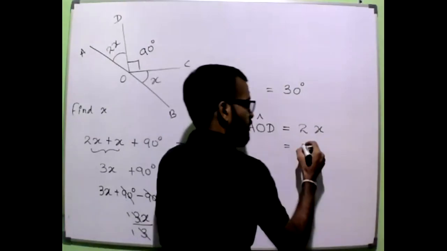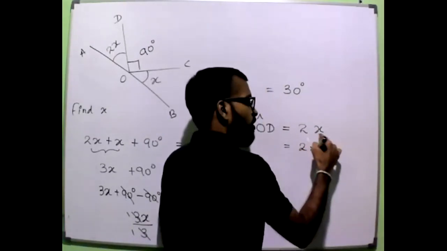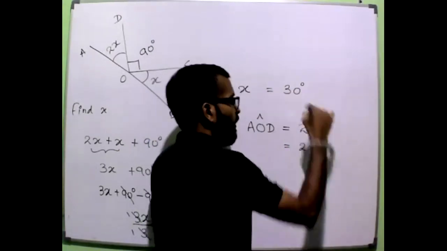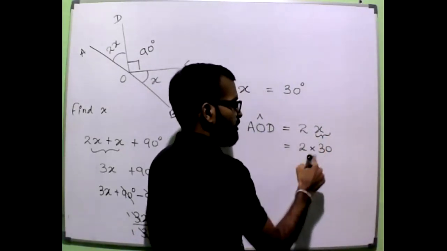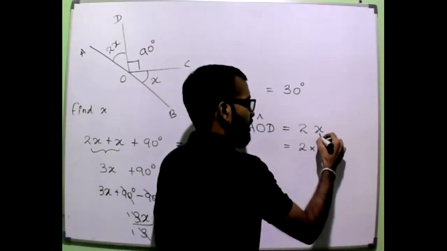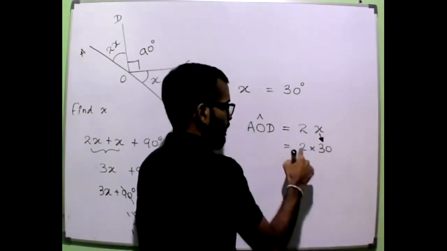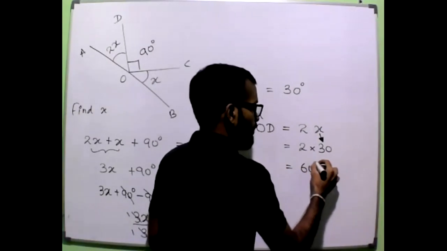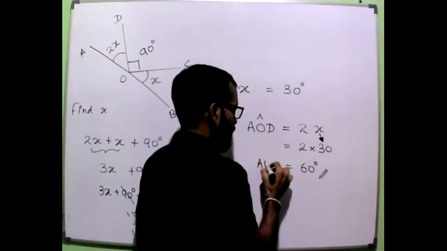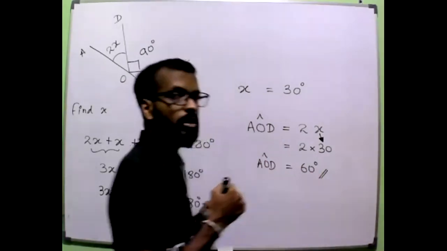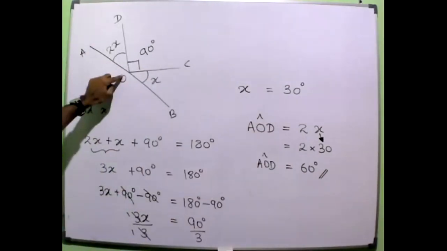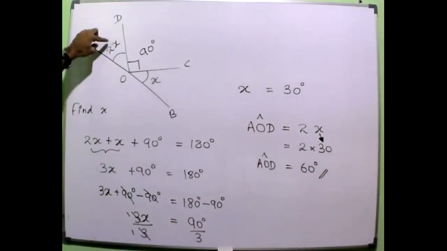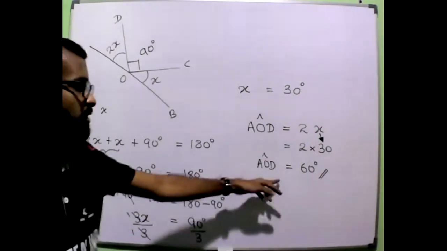So you have to substitute. Instead of this x, I am going to substitute 30. This is 2 times 30, which is 60. That means angle A or D equals 60 degrees. Right? Because here they have given us A or D is 2 times x, 2x. So this is the final answer.